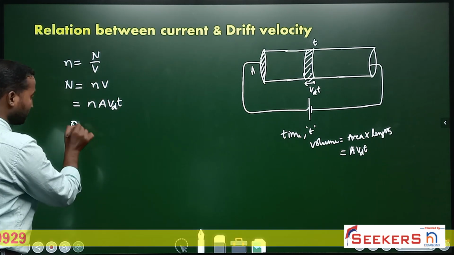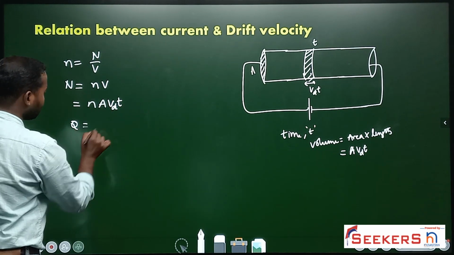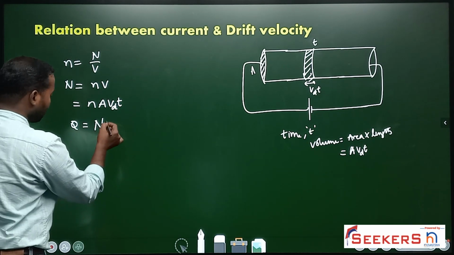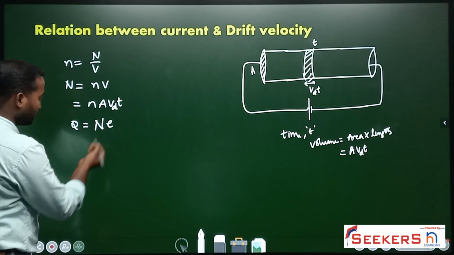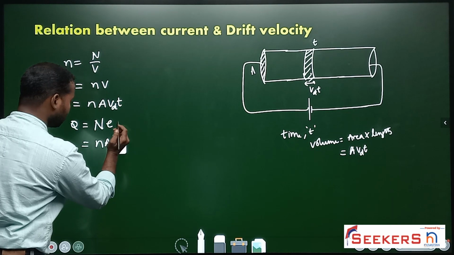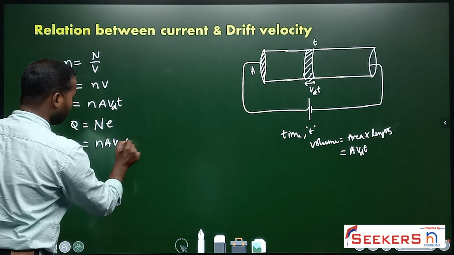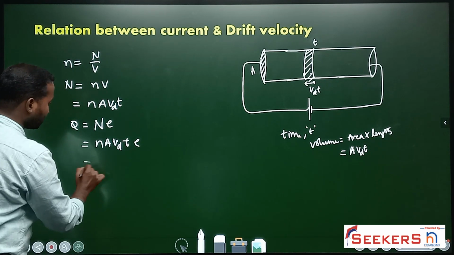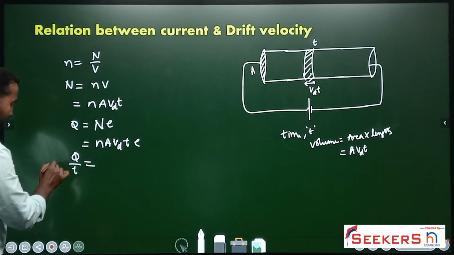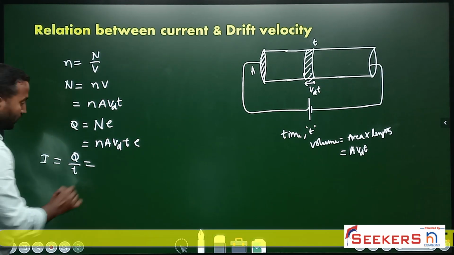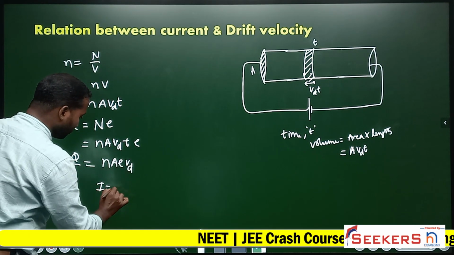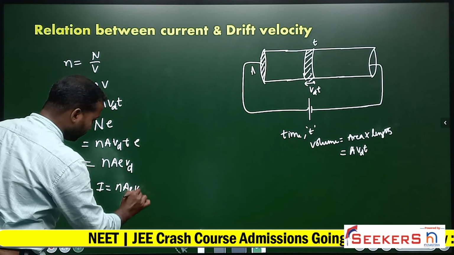Now the total charge that is flowing within this volume is equal to, like you know, charge is quantized, the total number of electrons times the charge of each electron. So that is n A Vd t into e. Now you can see that charge, taking this time to this side, charge per unit time is nothing but electric current, and that's equal to nAeVd. So you can remember it like nAeVd.